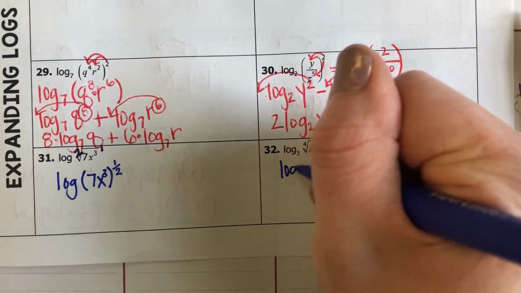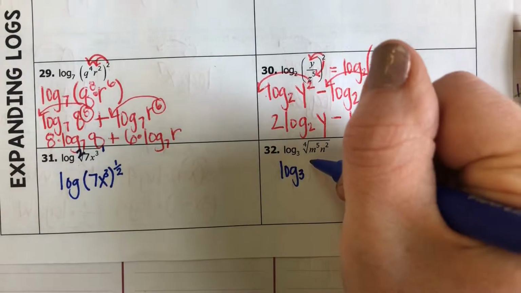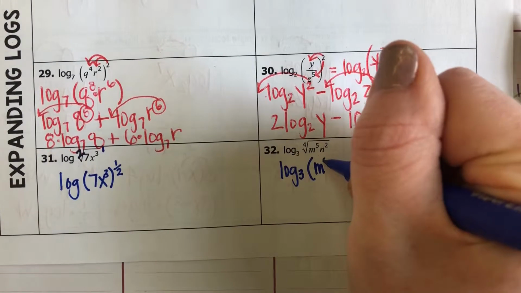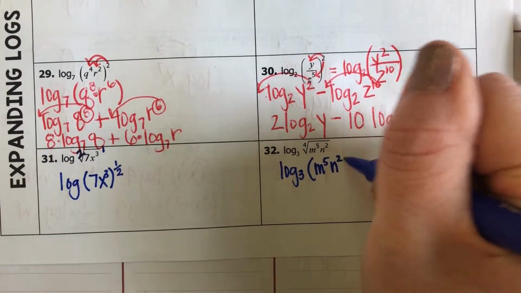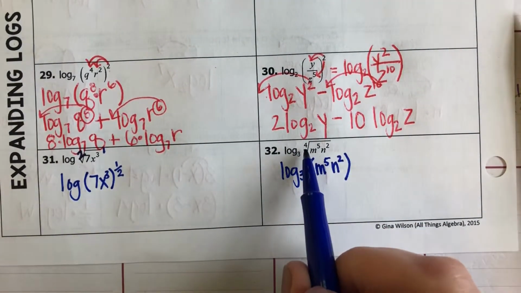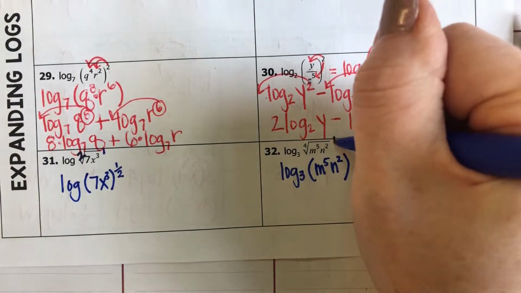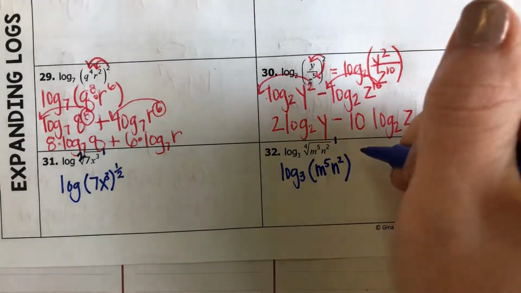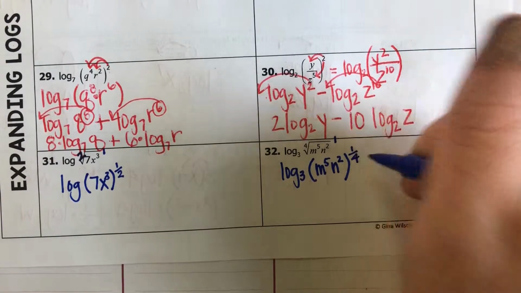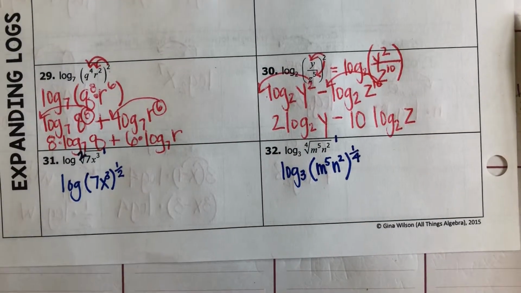When I rewrite this, that will be log base 3. I will have m to the 5th n squared. There's a 4 as the index, and there's a 1 understood on the outside. So that becomes to the 1/4 power.